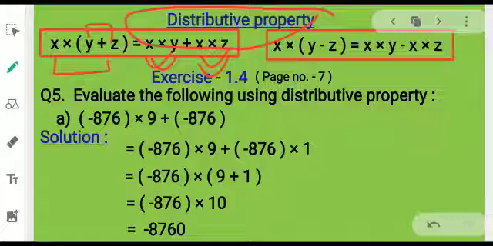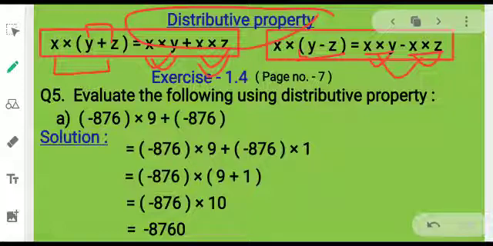Same with subtraction. If we have y minus z, then we don't subtract it first. We distribute x with y and x with z with subtraction sign between them. Then after solving x multiplied by y and x multiplied by z, we subtract it. It is called distributive property of multiplication over subtraction.